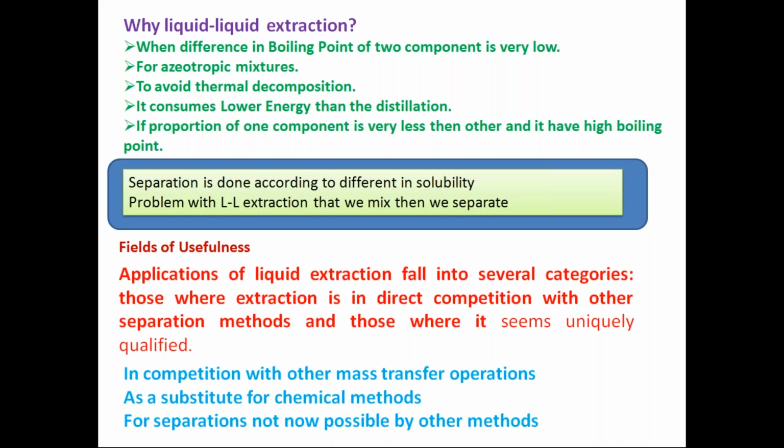Instead of doing that, the minerals which have these value added metals can be treated with acids. In the acids the metals will be soluble, then they can be removed. So that is a substitute for the chemical method, to save the consumption of chemicals, etc. And also for separations not possible by other methods, which I also explained. So all in all, these are the areas where liquid extraction will be used as an alternative method.